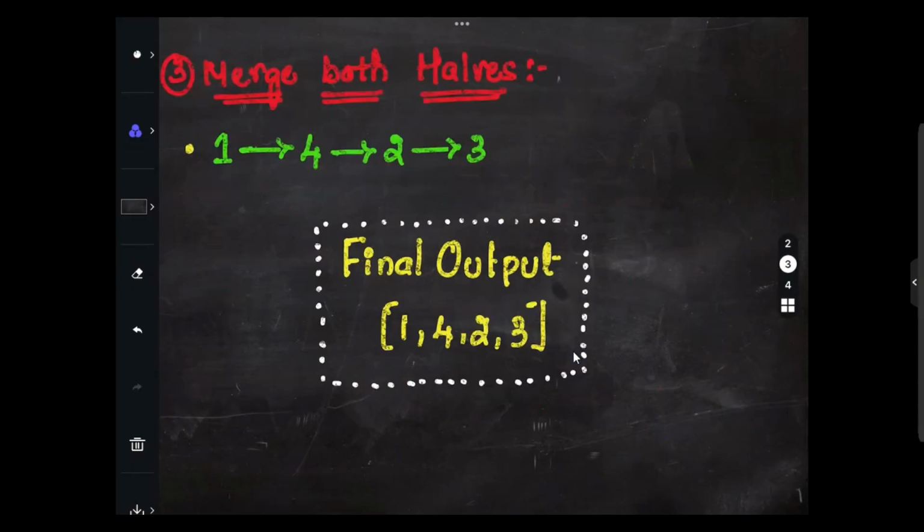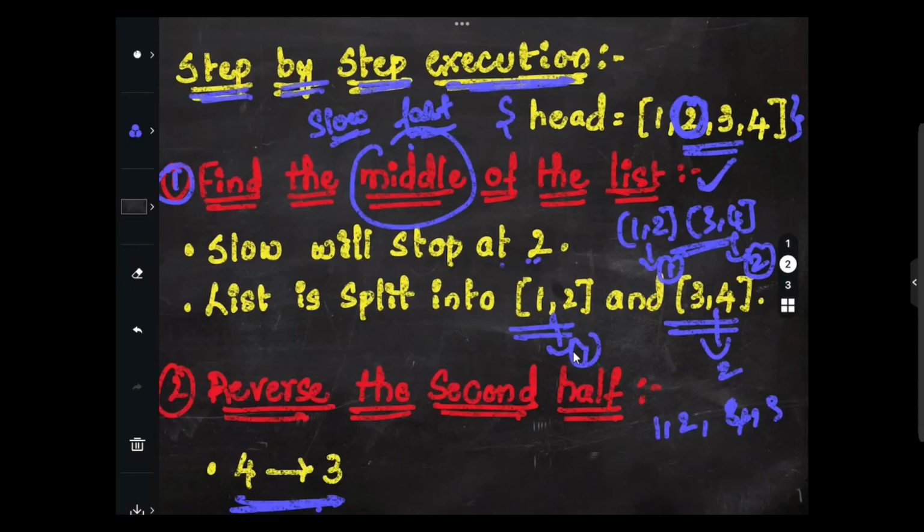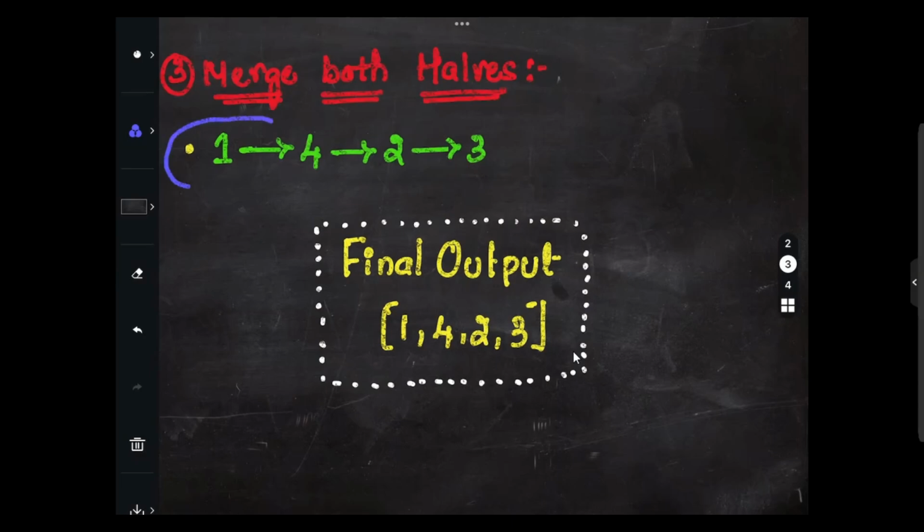Now when we merge, it will be 1 4, so this will be 1 2 4 comma 3, right? When we merge, it will be 1 4 2 and 3. So when we merge here, that's what I have written here, 1 4 2 3.